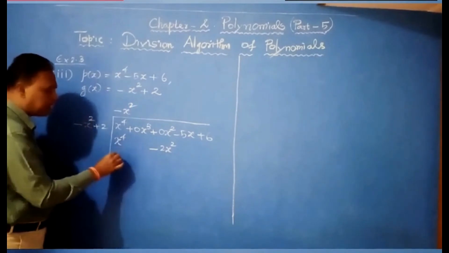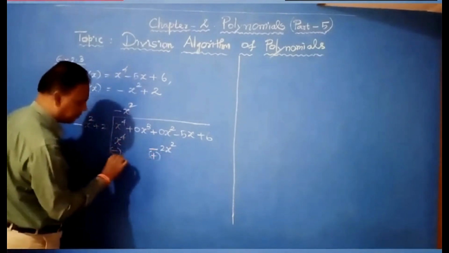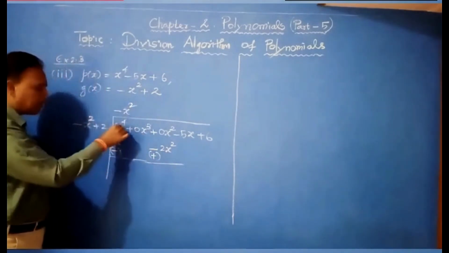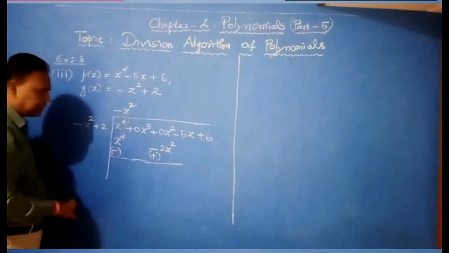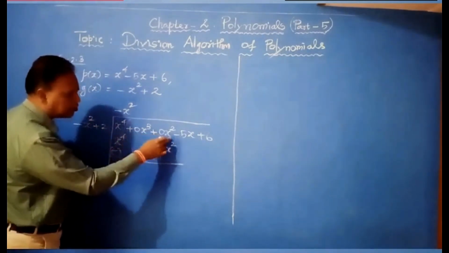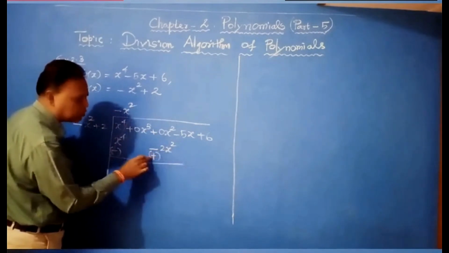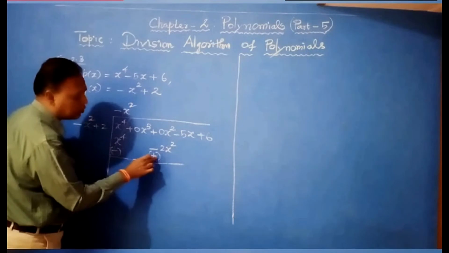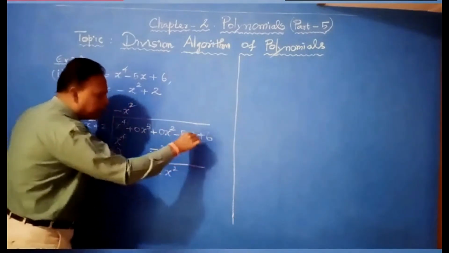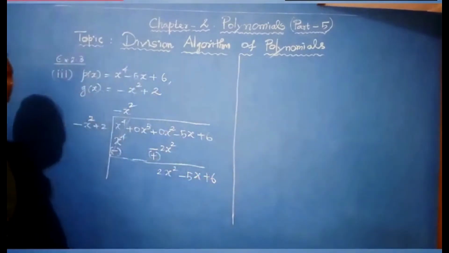Okay. Now subtract. Plus means minus, minus means plus. Now 1 plus 1 minus eliminated. So this one, leave it. Now 0x squared plus 2x squared. Always take the new sign. So plus 2x squared, that is 2x squared, right? Now bring down here minus 5x plus 6.